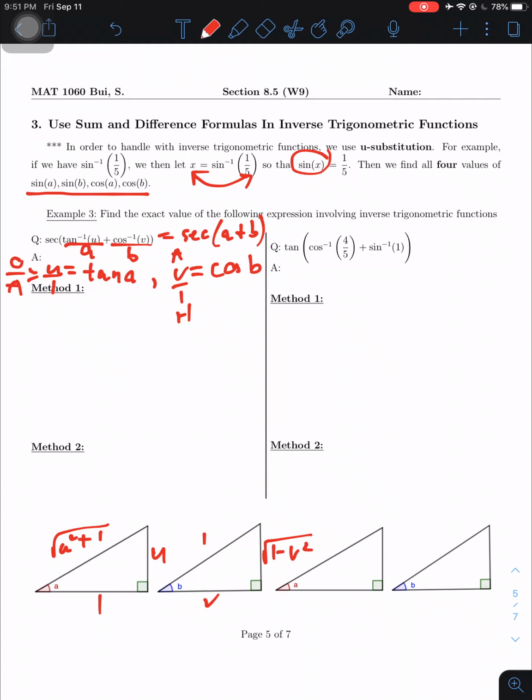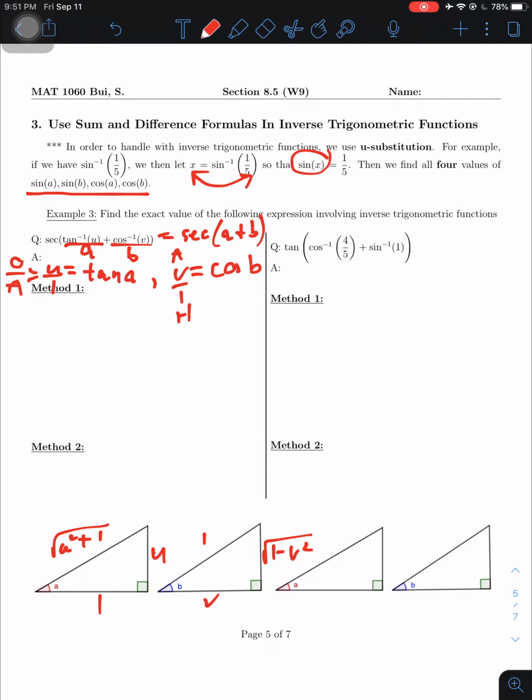I'm doing it in the short way here, but make sure in the test you show everything. I don't want you guys to fast forward and jump into the answers like what I do here. You have to show the full work in order to get full credit.